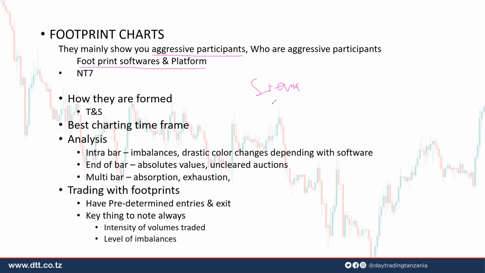Some are coming new, some were there since the beginning, like Market Delta. I think that was one of the first softwares on order flow. But for us, we are mainly using NT7 and NT8 for our order flow softwares.